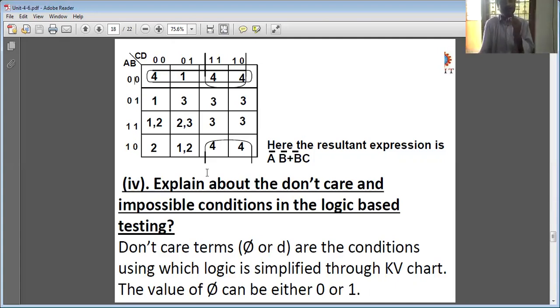B bar C. Now explain about the don't care and impossible conditions in the logic-based testing. Don't care terms, that is phi or D, are the conditions using which logic is simplified through the KV chart. The value of phi can be either 0 or 1.